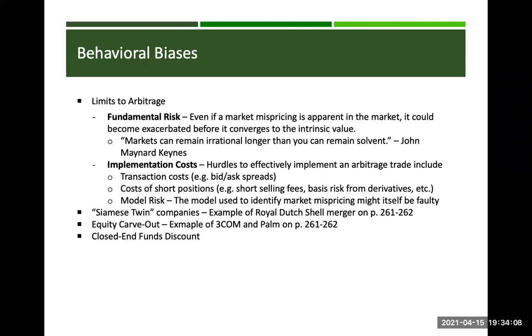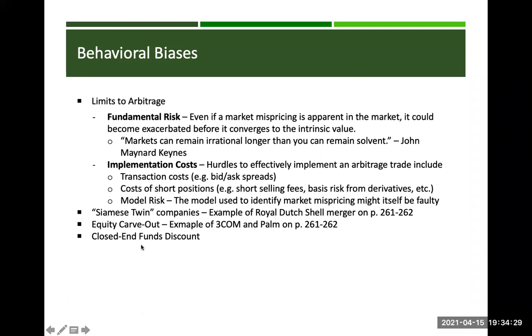And they go through and show, well, that discrepancy got way worse before it got better. So if someone actually tried to arbitrage that discrepancy, they would have essentially lost their capital before it actually reversed. They do an equity carve-out example of 3Com and Palm.